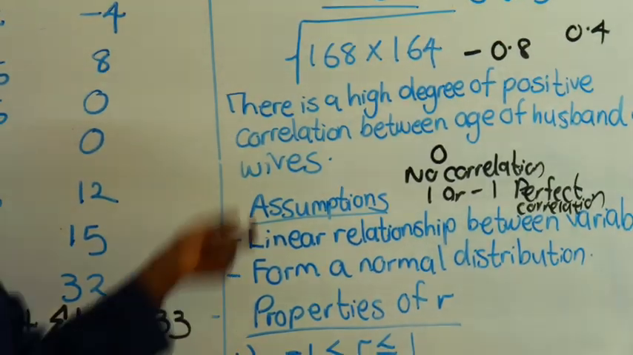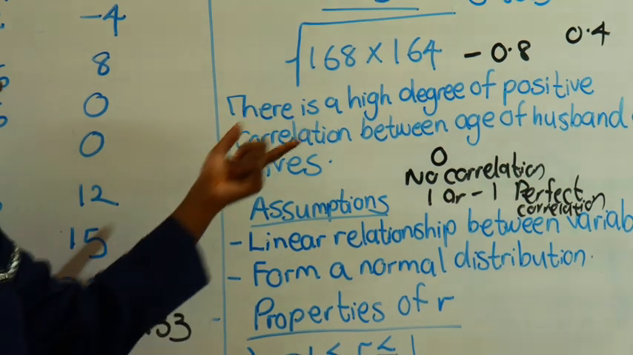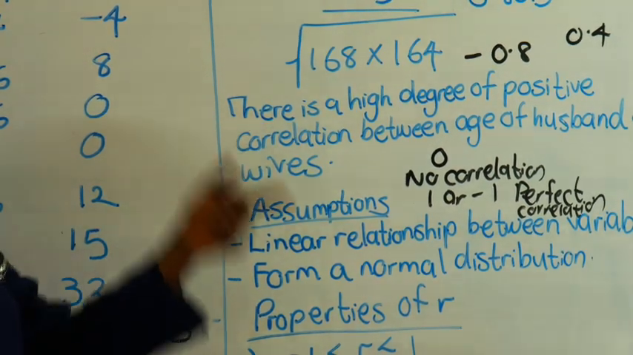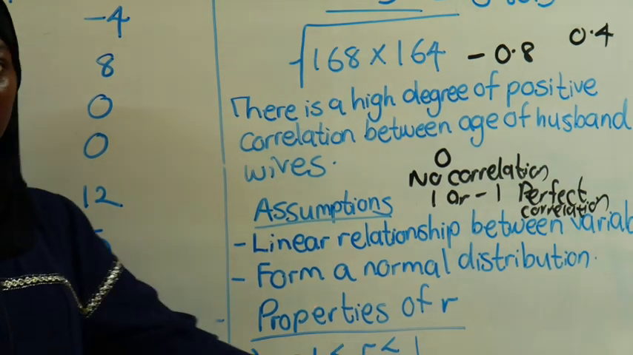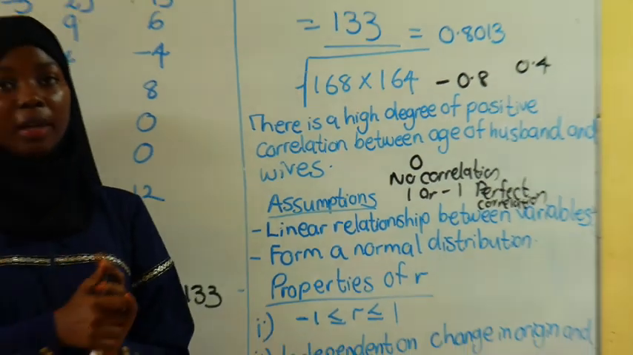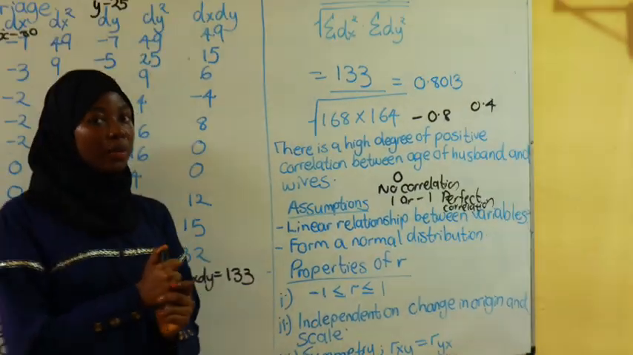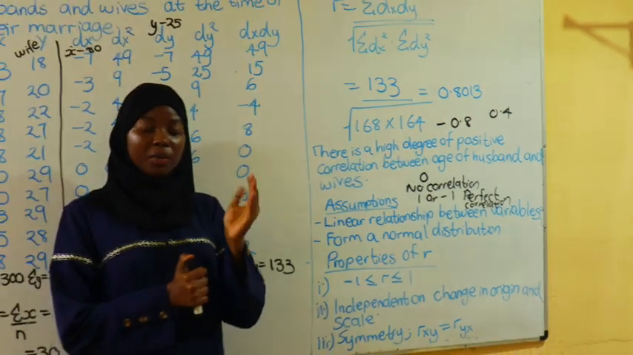And always remember to make a comment. When you get an answer, remember to make a comment. And always remember that the correlation ranges between -1 to 1. So that is all about the Karl Pearson correlation coefficient, which is also known as the product moment. Also remember that.